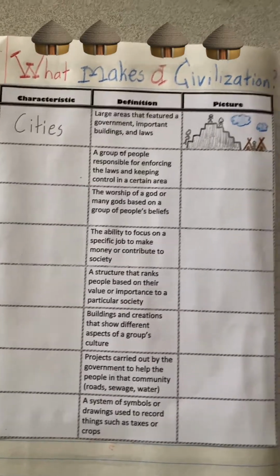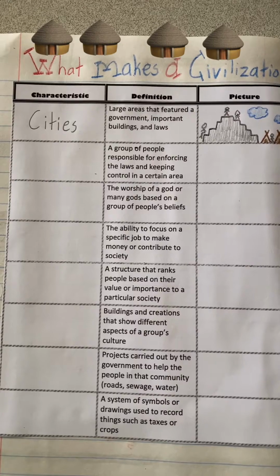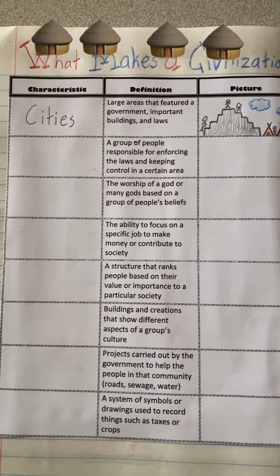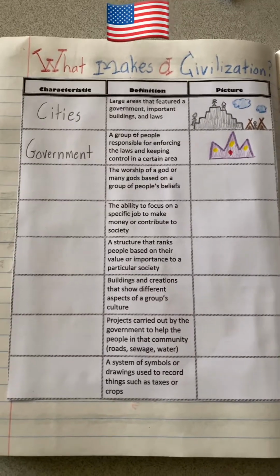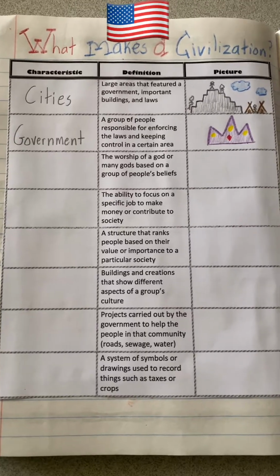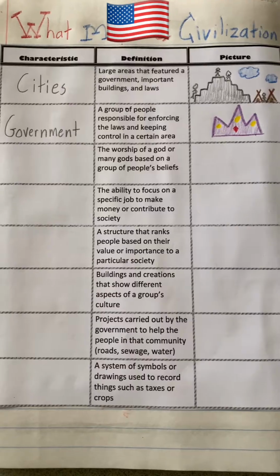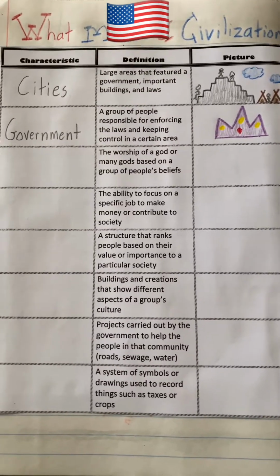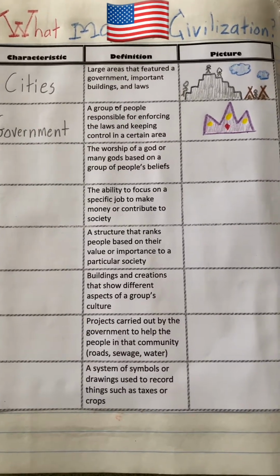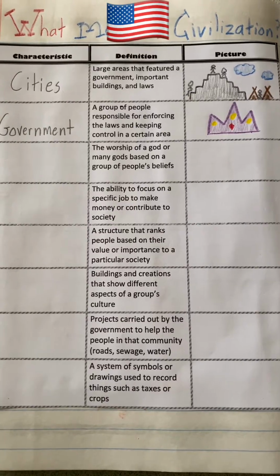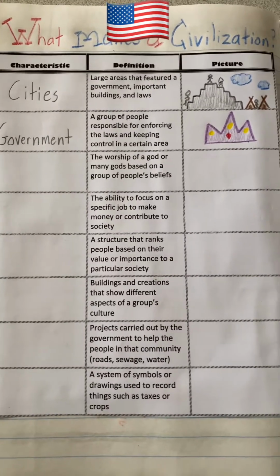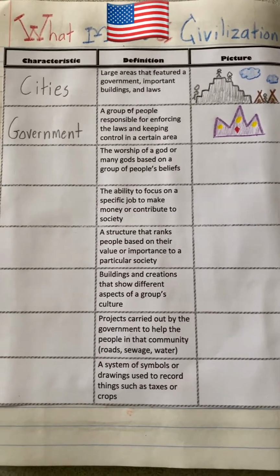The next one, a group of people responsible for enforcing the laws and keeping control in a certain area. This one would be government. So government is a group of people responsible for enforcing the laws and keeping control in a certain area. Now, for me, obviously, we would love the government to be a democracy and voting and having everyone to have a say. But if we're being honest, back then, there wasn't a lot of democracy happening.